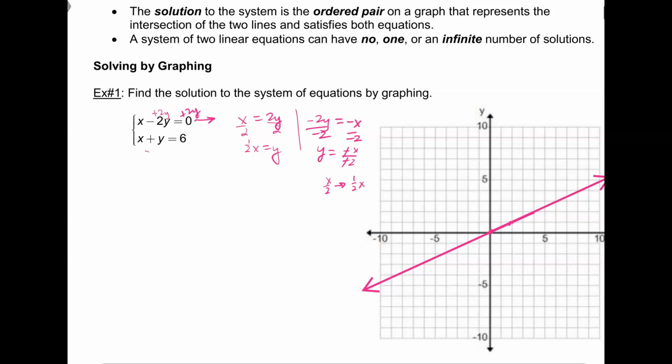Okay, so let's finish this one. So I'm going to subtract x from both sides. Let me pick a different color. How about blue?